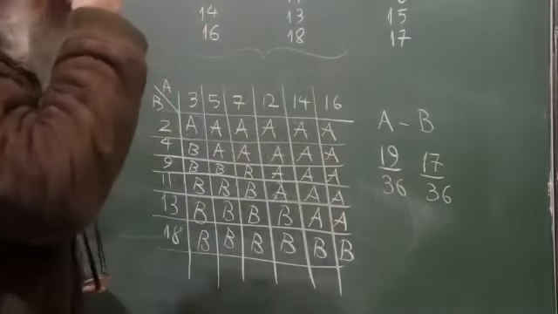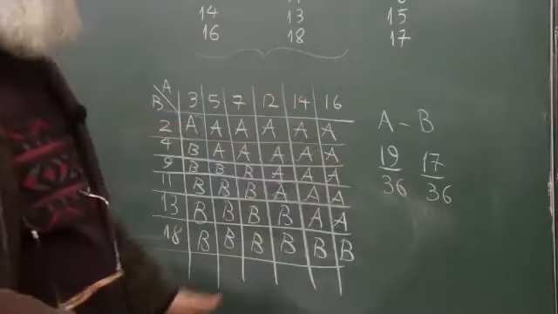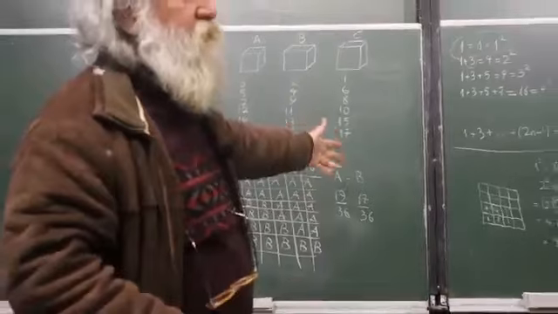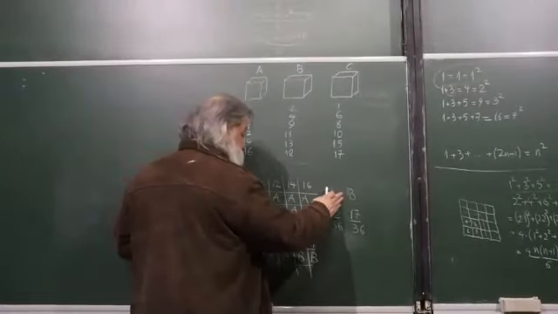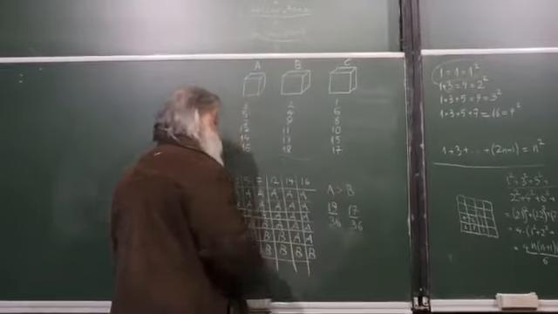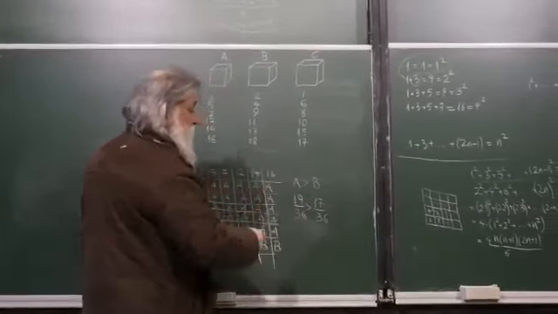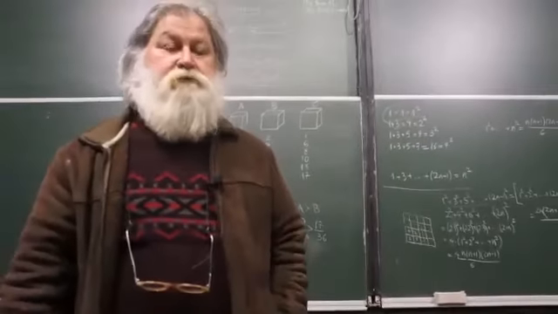So Alexander wins most often, a little bit more. The game would be fair if it were 18 out of 36 and 18 out of 36. As it is, the game favors A, right? Because this is bigger. So A will have more luck in this case. He will win more often than lose.